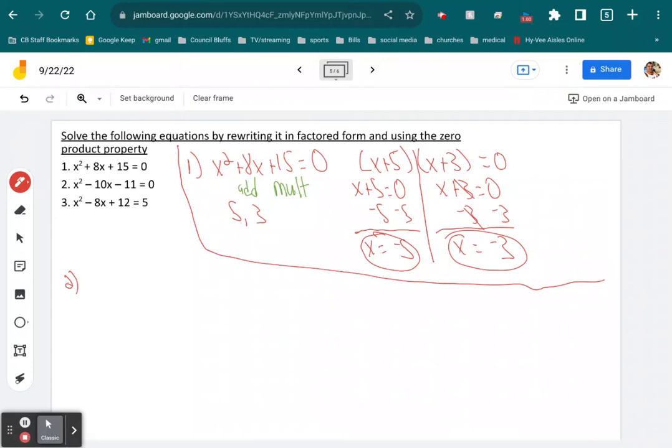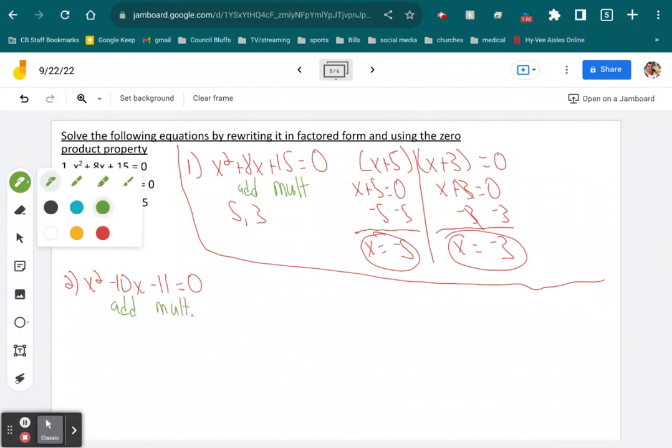Let's take a look at number 2. So x squared minus 10x minus 11 equals 0. So we're going to do the same thing we did. We're going to factor the left-hand side first. So we're looking for two numbers that add up to negative 10 and multiply to negative 11.